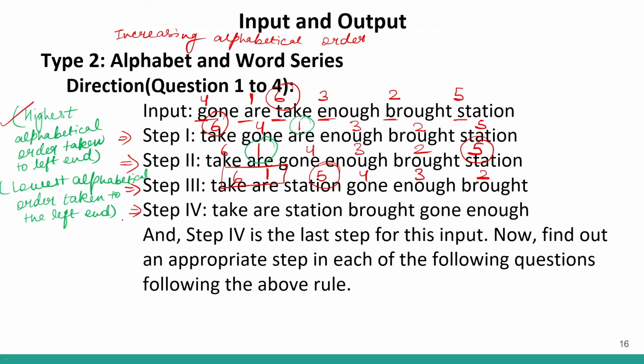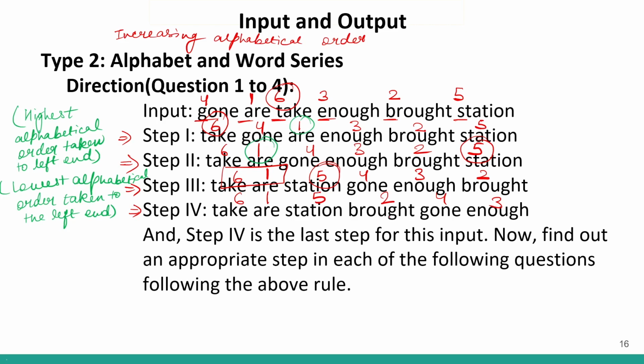Moving forward to step 4, what we did is, this is 6, 1, 5. This is already fixed, right? Now, the next thing we did is we took 2 and then 4 and 3. So, 4 and 3 are also already arranged. 2 is the lowest alphabetical order after 6, 1 and 5. So, this is taken to the left hand. So, basically, we are alternating between highest and lowest alphabet. In the first step, we take the highest alphabetical order to the left. And in the next step, we take the lowest alphabetical order to the left.